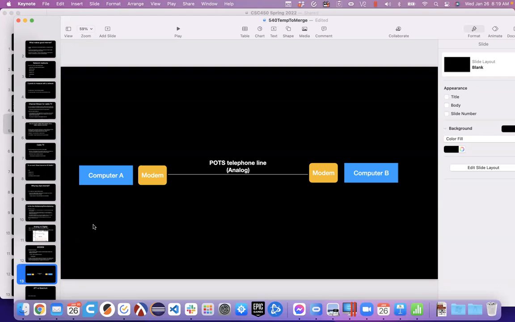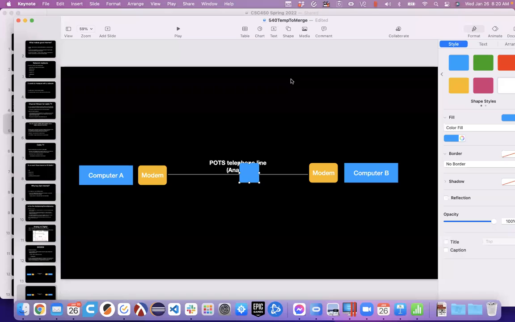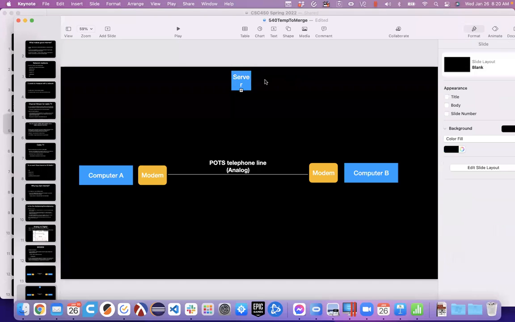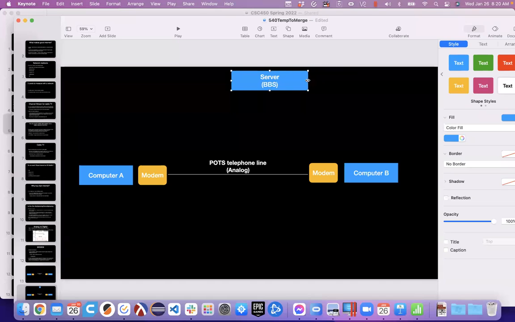So when you dialed up to your source, a lot of times the way this would work, I'll just draw another picture. In the early days of modems, we would have a server, and initially, this is before the internet, the server might have been called a BBS, a bulletin board system.